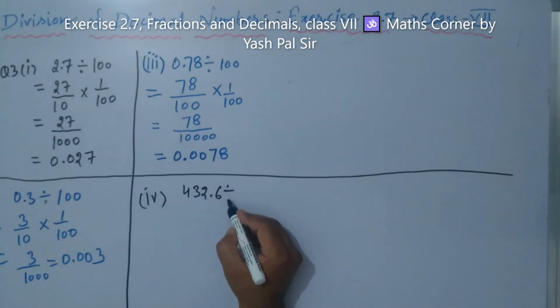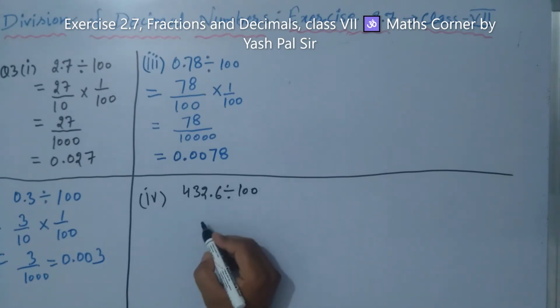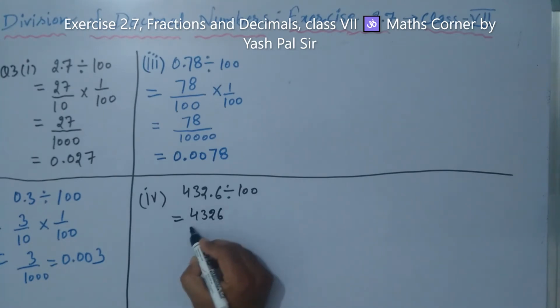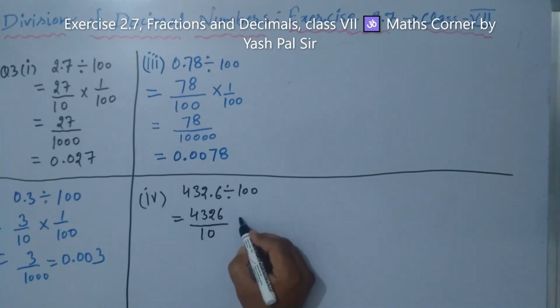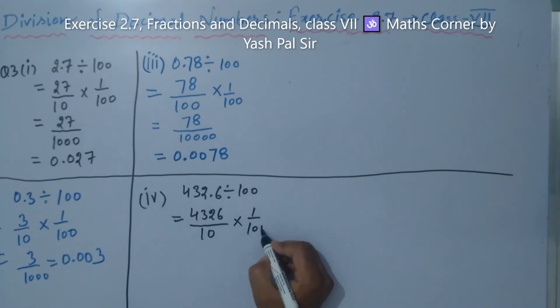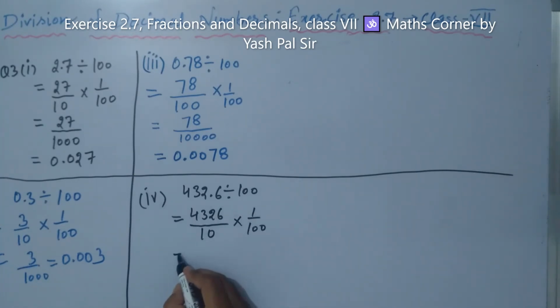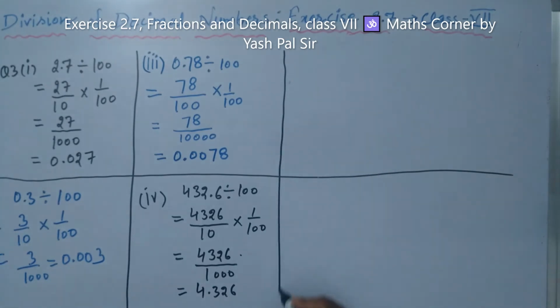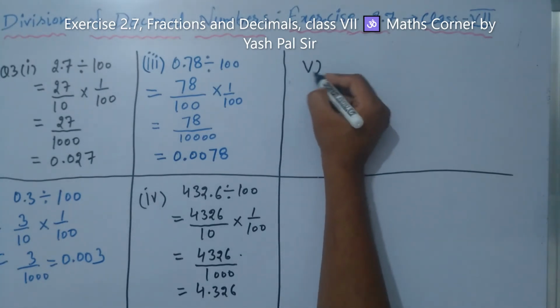432.6 divide 100. This means 4326 divide 10 into 1 upon 100. This is equal to 4326 divide 1000, which is equal to 4.326. So our next part is part number 5.